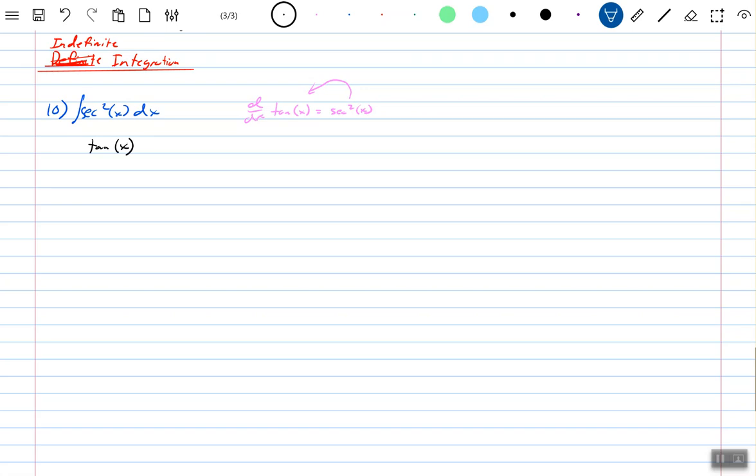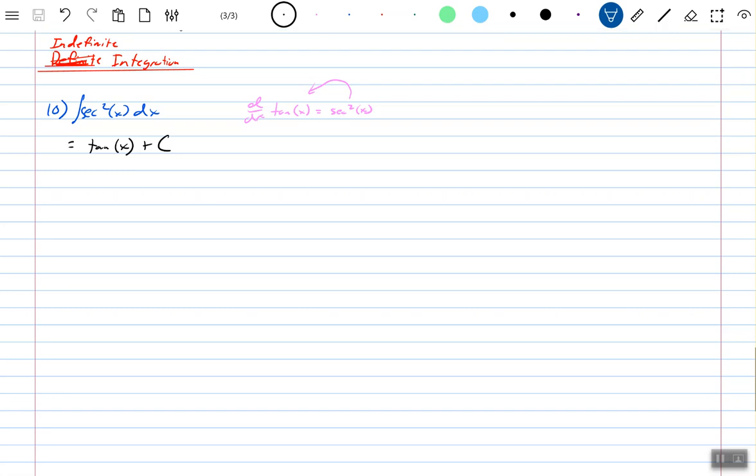But see, that's not my answer. It's tangent of x plus my integrating constant c. Because when you take the derivative, the constant vanishes. So when you integrate, you don't know if there was a constant originally there. You don't know what that c is. C could be 0, c could be pi, c could be 17 trillion.